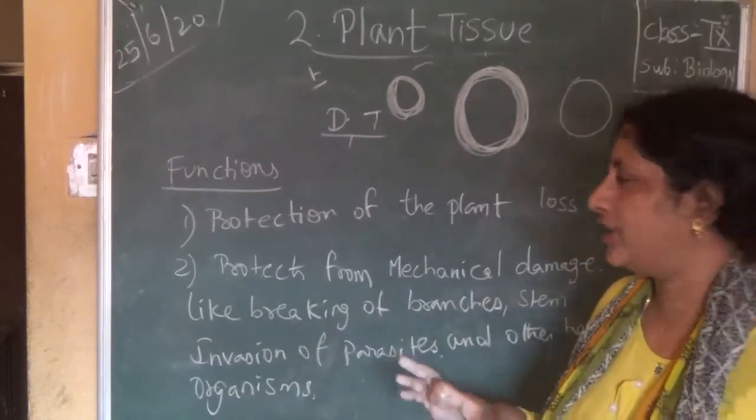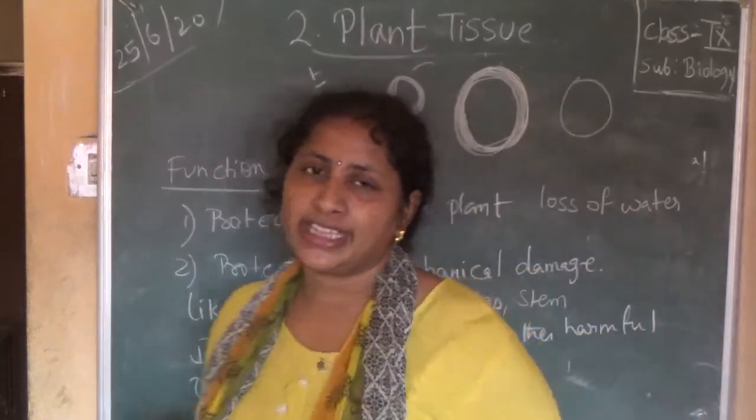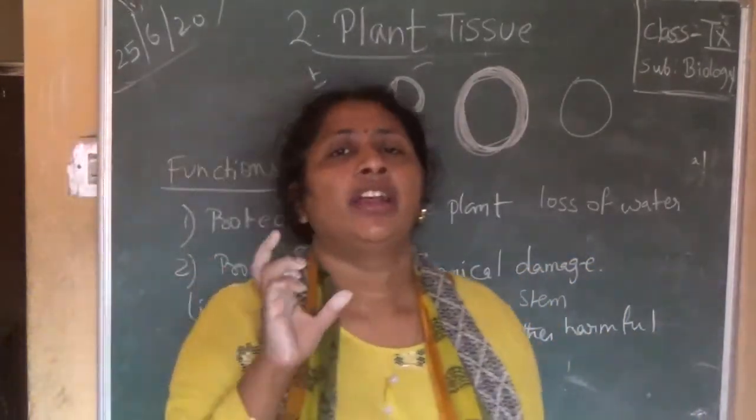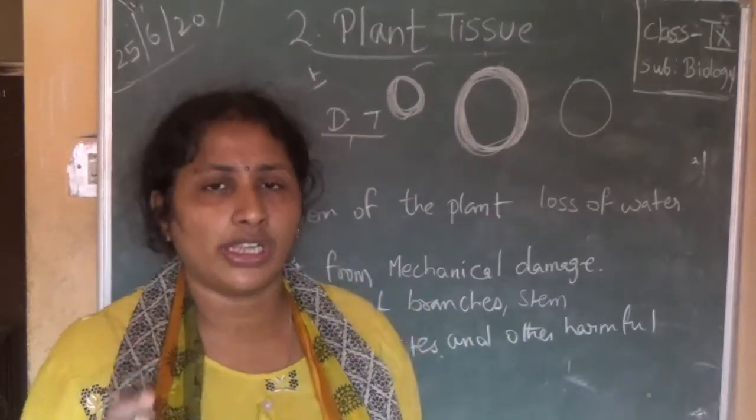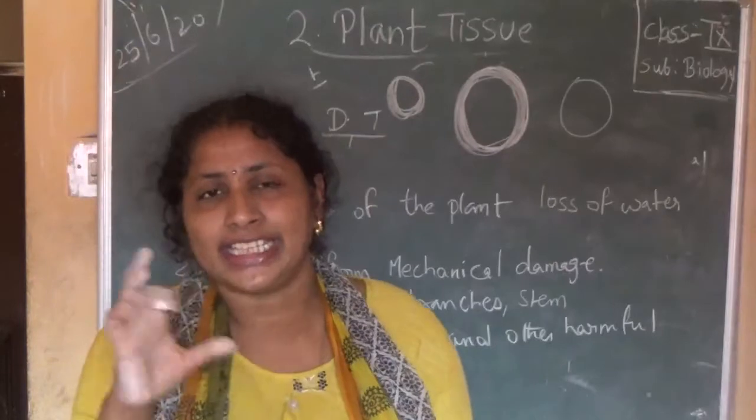It has only one function. When you compare to meristematic tissue, dermal tissue has thick walls. Means the cells have thick cell walls.